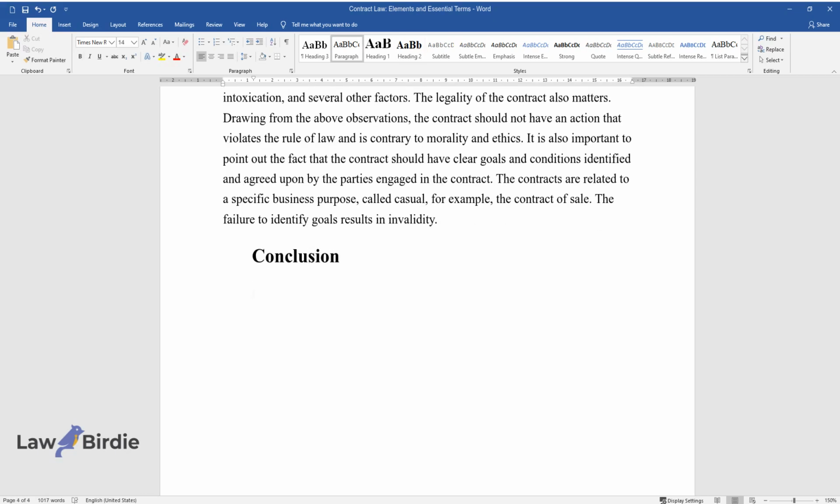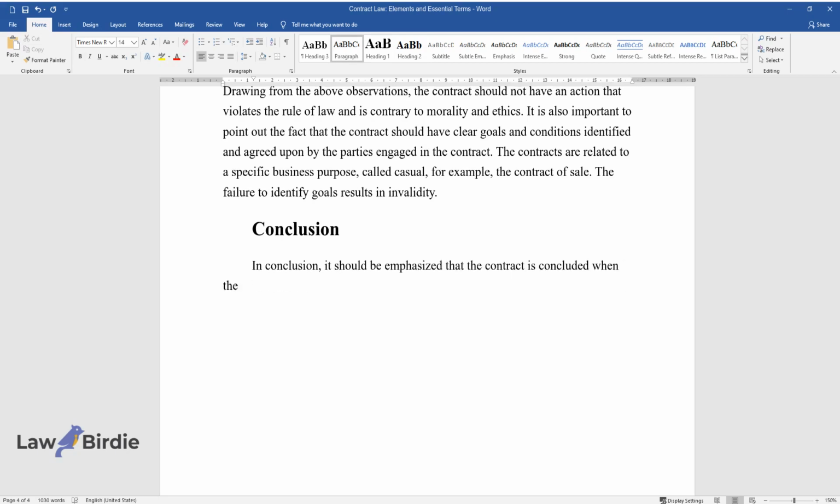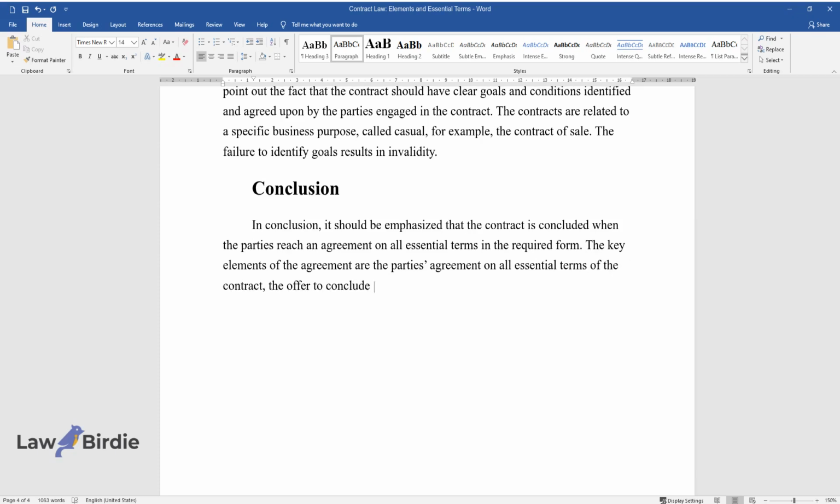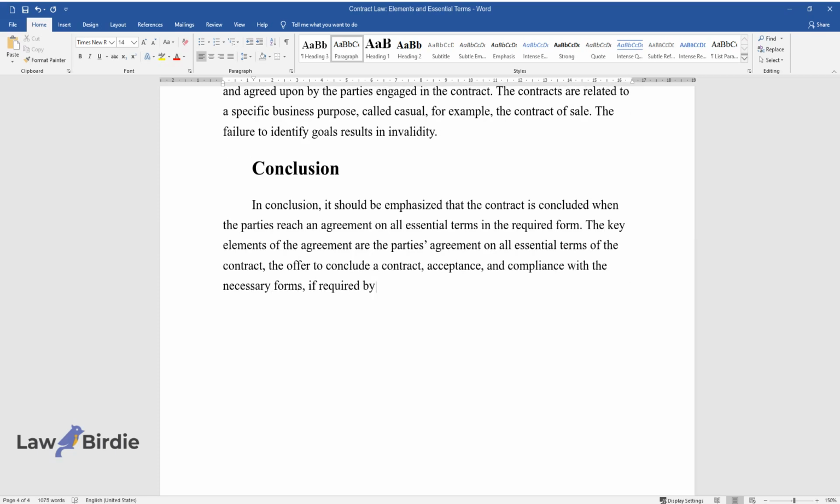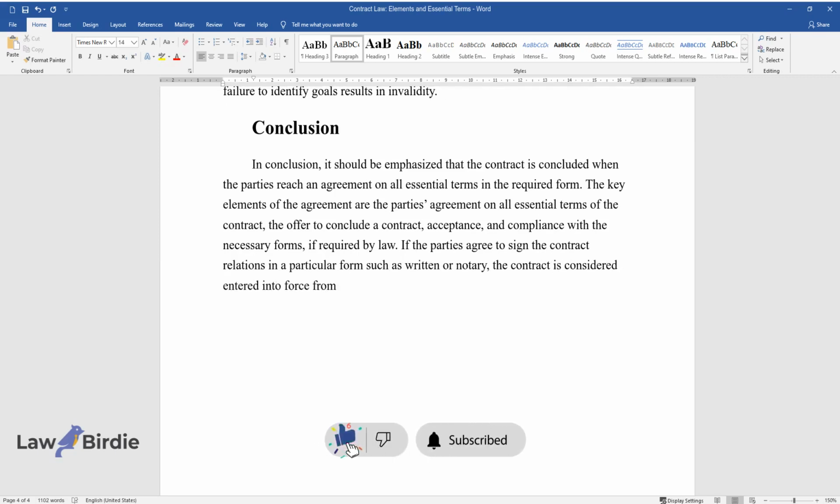Conclusion. In conclusion, it should be emphasized that the contract is concluded when the parties reach an agreement on all essential terms in the required form. The key elements of the agreement are the parties' agreement on all essential terms of the contract, the offer to conclude a contract, acceptance, and compliance with the necessary forms, if required by law. If the parties agree to sign the contract relations in a particular form such as written or notary, the contract is considered entered into force from the moment of giving it the appropriate form.